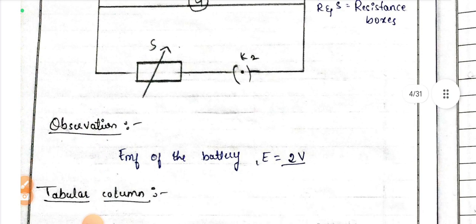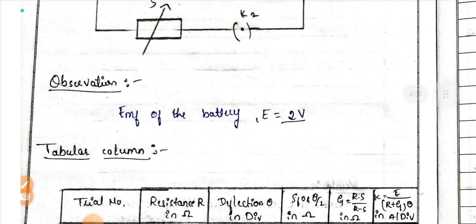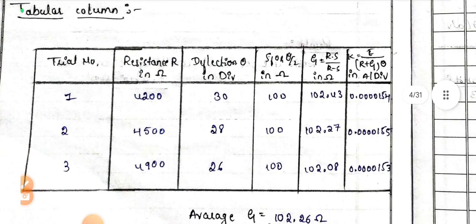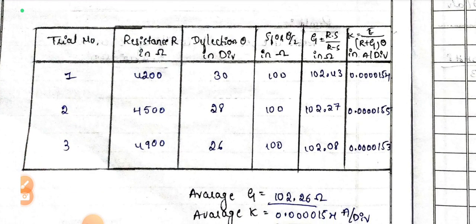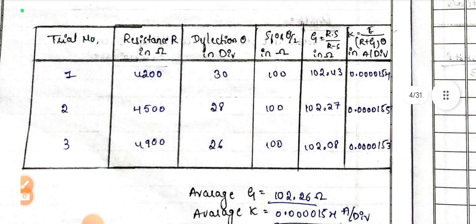Move on to the observation. EMF of the battery is E equal to 2 volts. So the tabular column is there, and these are the readings. Trial numbers 1, 2, 3, three trials are there. Resistance R in ohm, deflection theta in divisions, and S for theta by 2 in ohm. G equal to R into S divided by R minus S, and K equal to E divided by (R plus G) into theta in ampere per division.